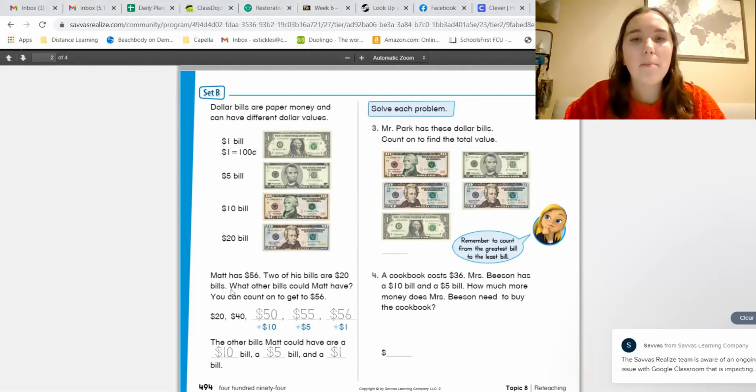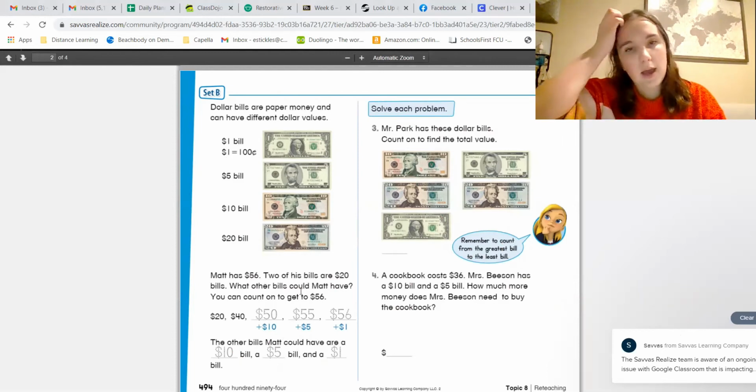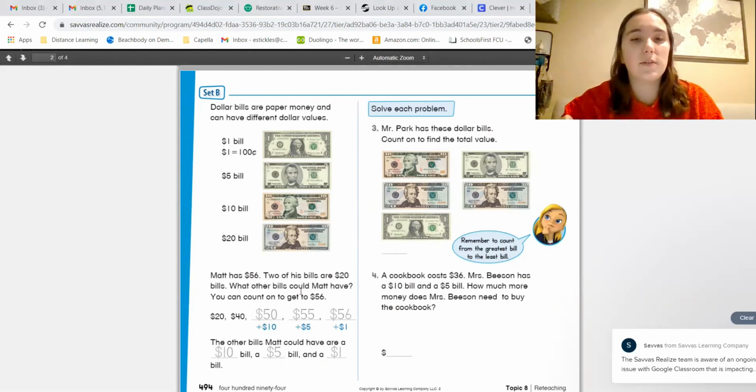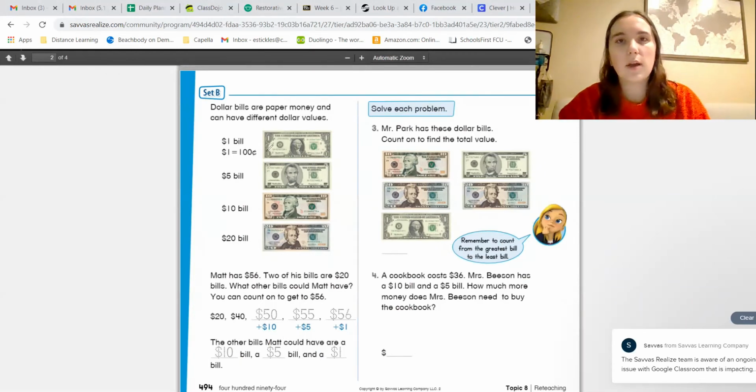Here's our problem. Matt has $56. 2 of his bills are $20 bills. What other bills could Matt have? You can count on to get to 56. So what they're saying is that to find what other bills he could have, first we need to figure out if 2 of his bills are 20s, how much is left, and how could you show those in dollar bills?